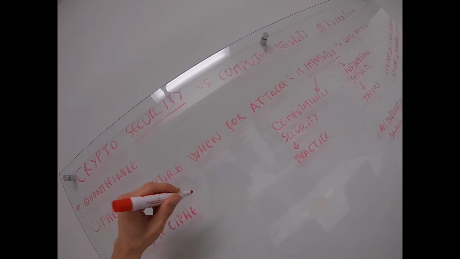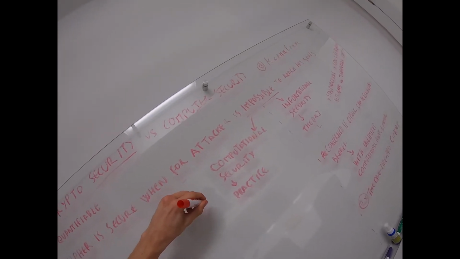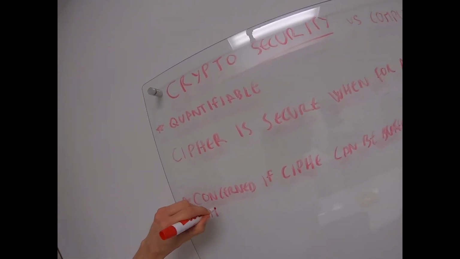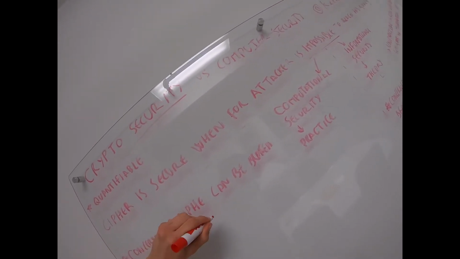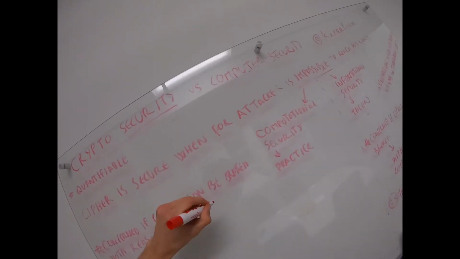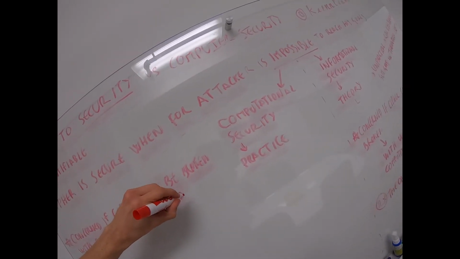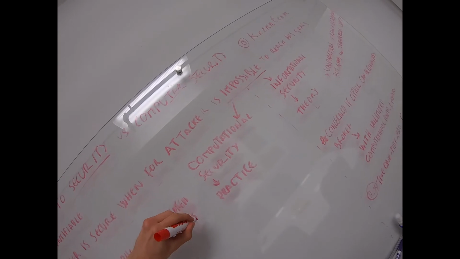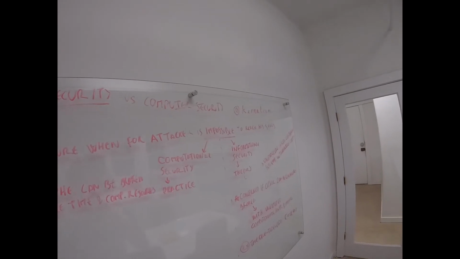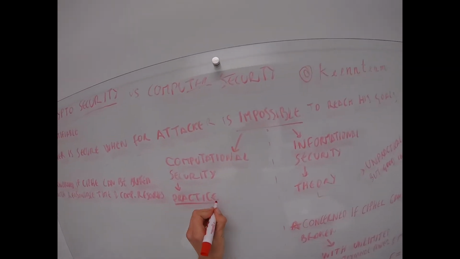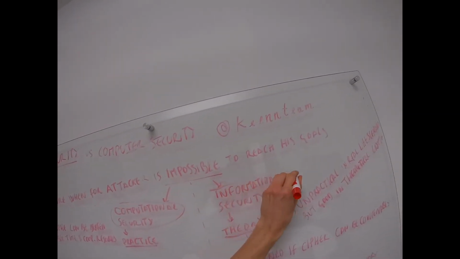Cipher can be broken with reasonable time, and I'm just going to say resources, which means computing power, processor, or memory. Resources. Apologies. Differentiate a little bit here so they're separate.